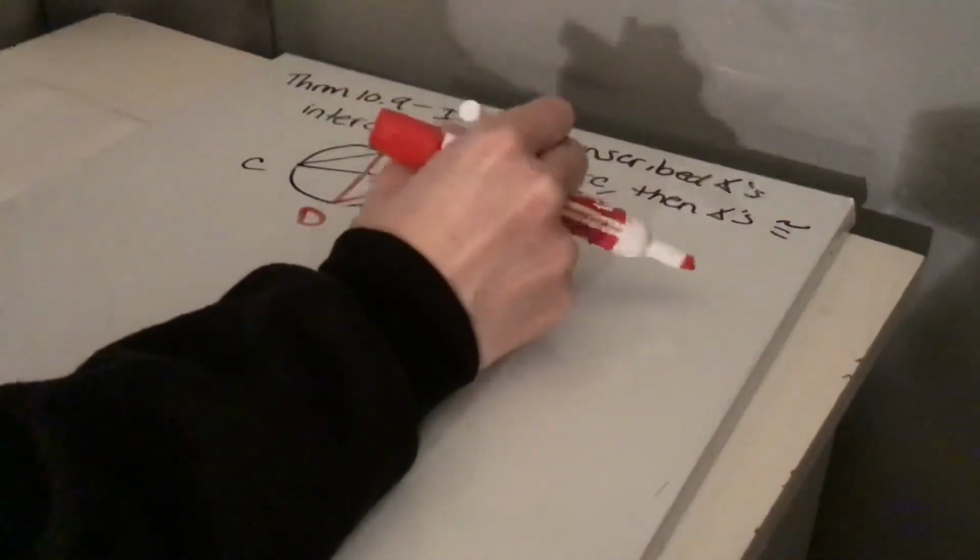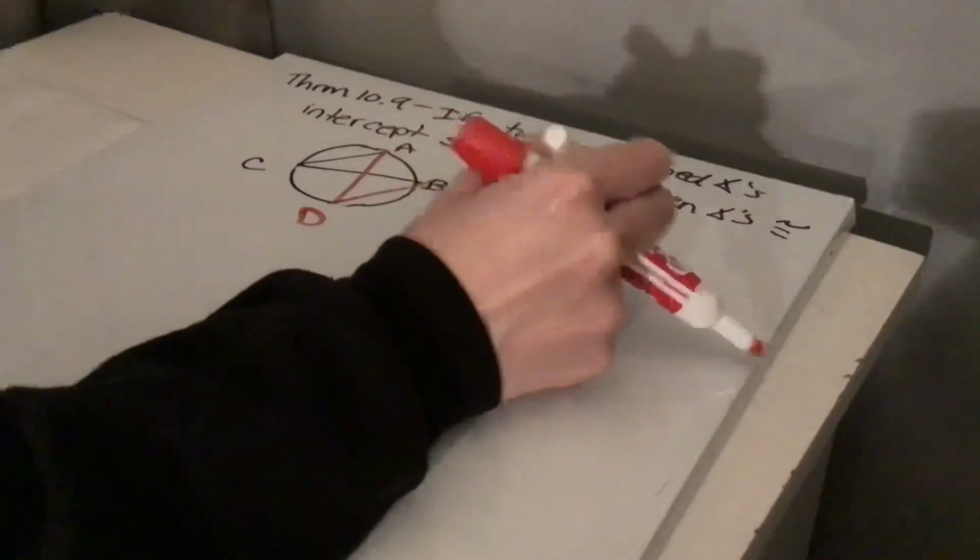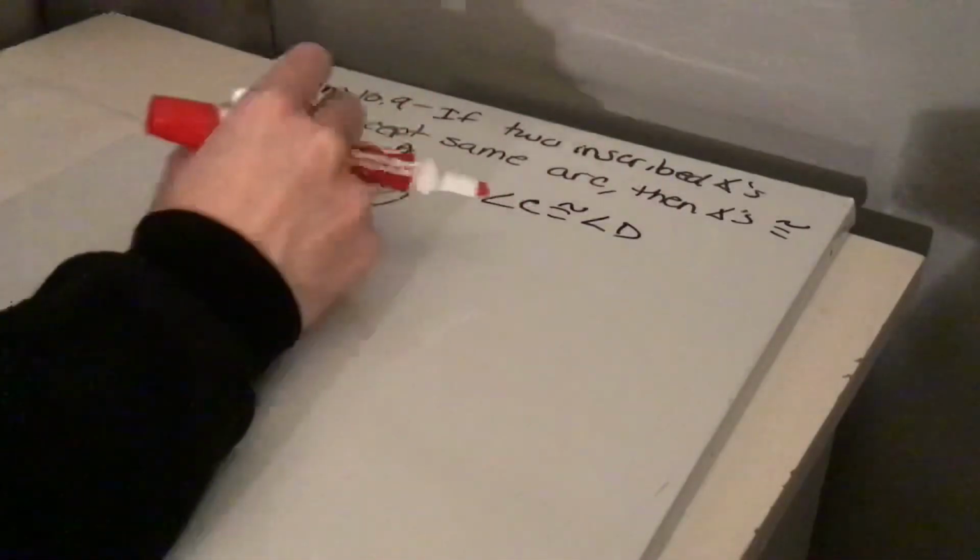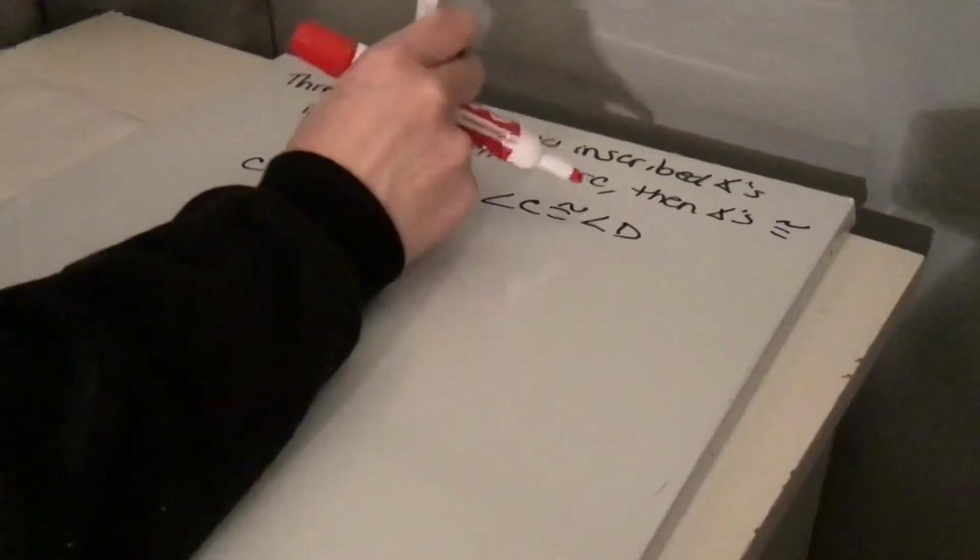Okay, so the angle C is going to be congruent to angle D because they both intersect arc AB. So they have to be congruent angles. Okay?